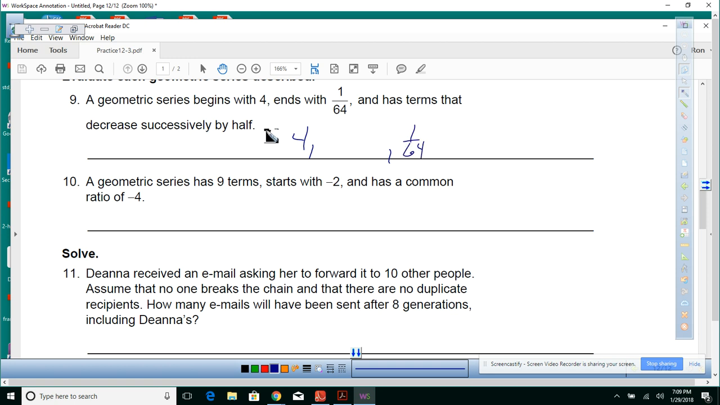And has terms that successively decrease by half. So 4, and then that would be 2, and that would be 1, and I'm thinking that would be 1/2, and then 1/4, 1/8, 1/16, 1/32, and then 1 over 64. Okay. So let's see here. How many terms is that? 1, 2, 3, 4, 5, 6, 7, 8, 9.